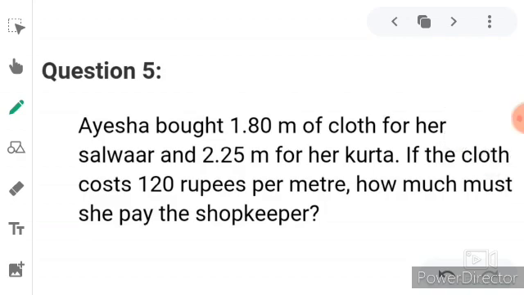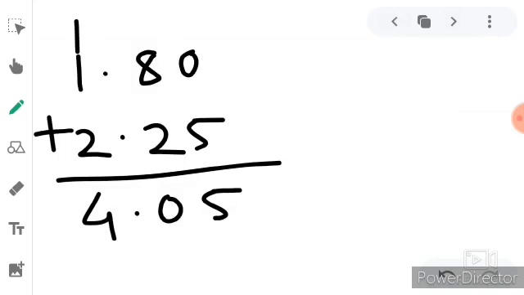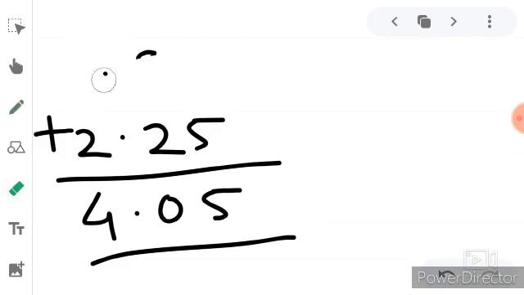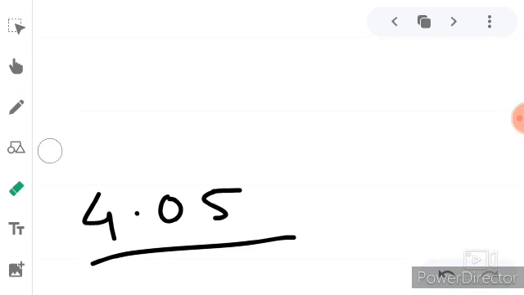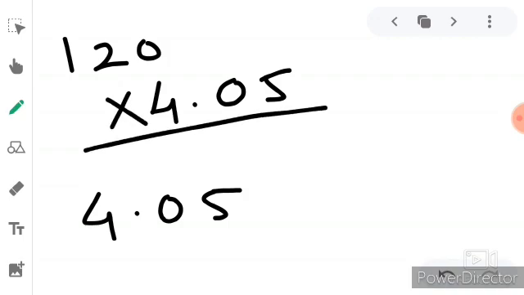So the cost of 1 meter cloth is 120 rupees. So we'll have to multiply 120 by 4.05. So let's multiply. We will multiply 120 rupees because the cost of 1 meter cloth is equal to 120. So here 120 multiplied by 4.05.